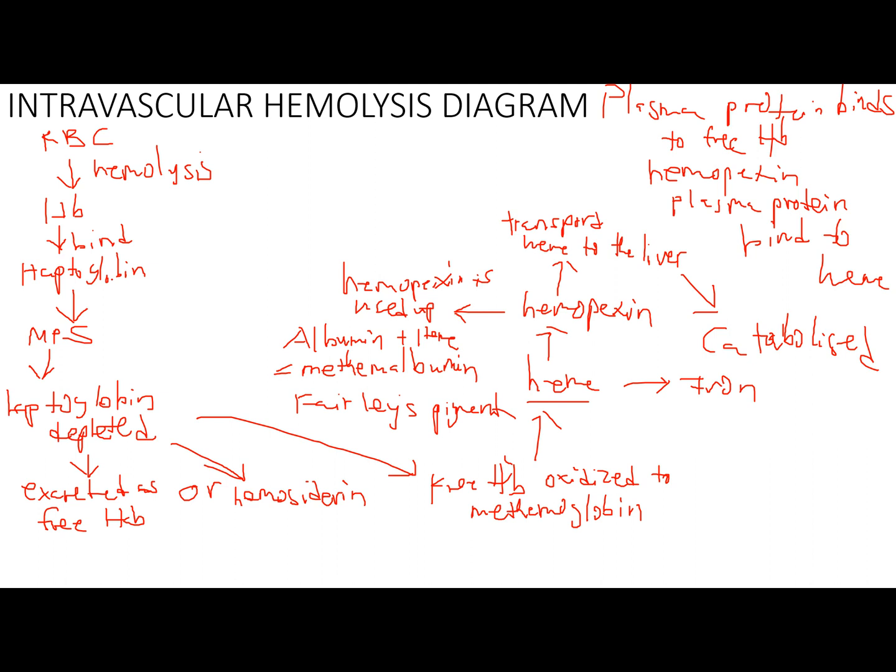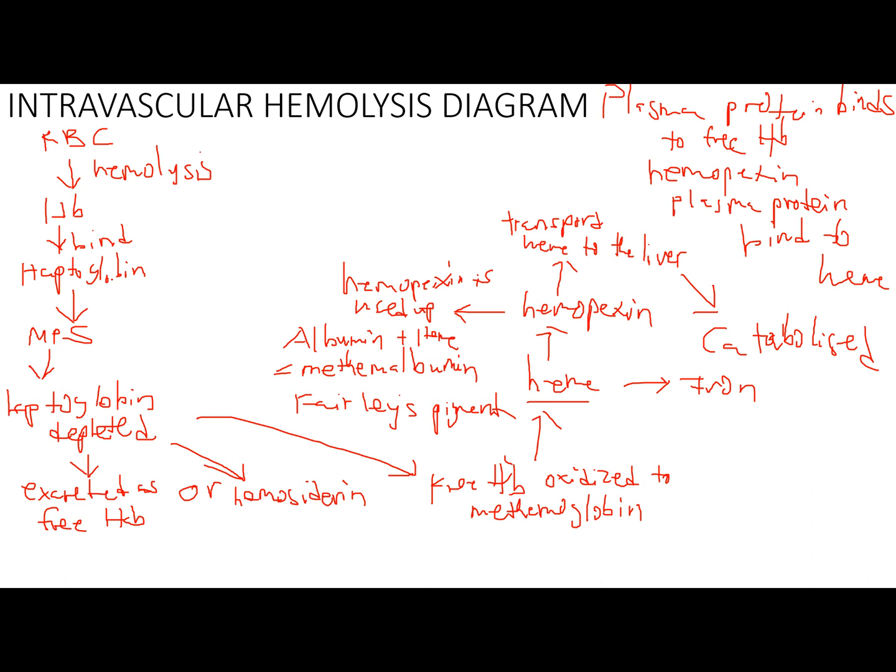hemoglobin. Hemoglobin class will now bind to the plasma protein haptoglobin. Haptoglobin class would be processed by the mononuclear phagocyte system, and this would cause your haptoglobin to be depleted. When it is depleted, class, merong three outcomes. It would be excreted as free hemoglobin. Free hemoglobin would become hemosiderin, or free hemoglobin would be oxidized to methemoglobin.